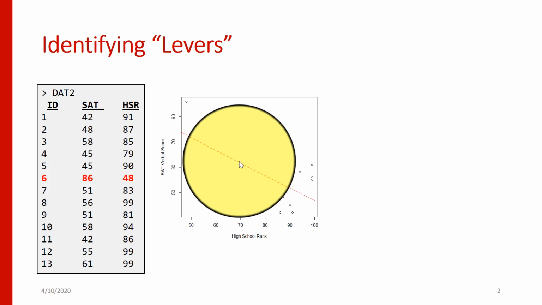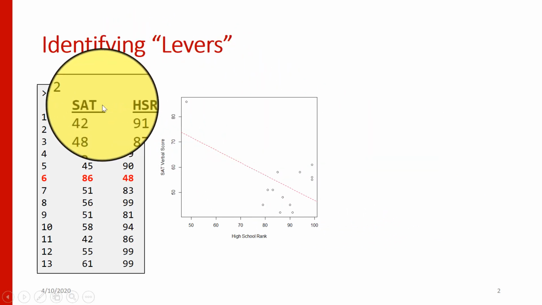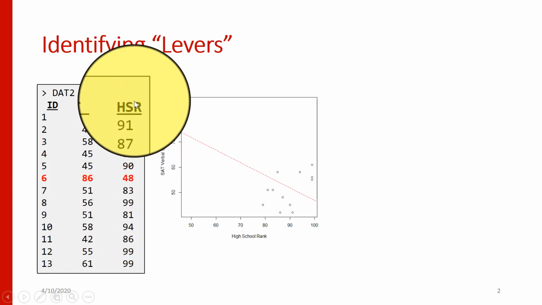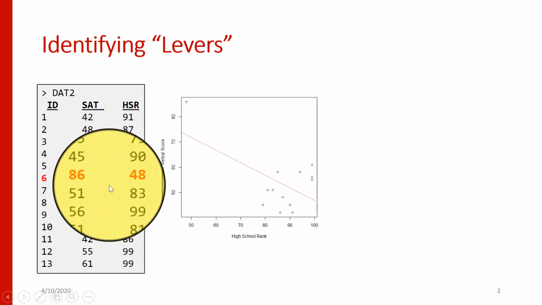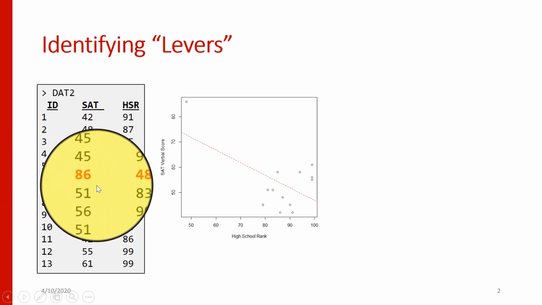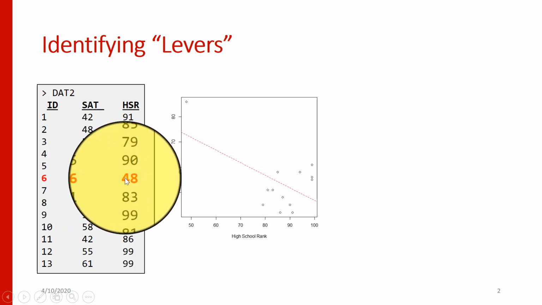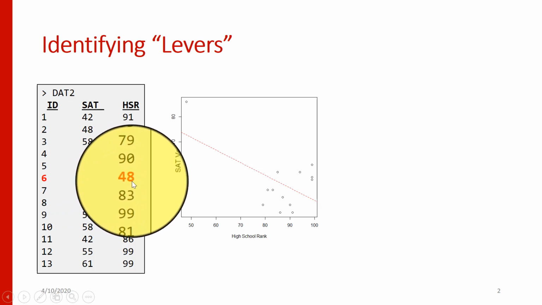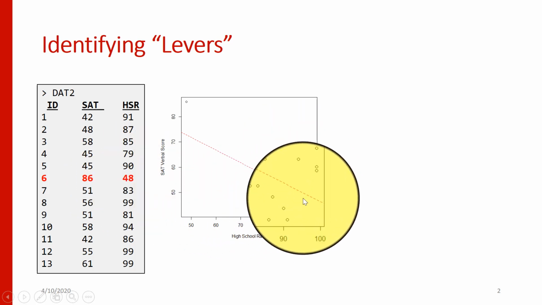So the book presents an example of this where we had hypothetical SAT verbal data and high school rankings for a series of high schoolers. And one set of data points got switched. So this person actually had their high school rank entered where their SAT verbal score should have been, and vice versa. Their SAT verbal score was entered where their high school rank should have been. So that creates a distribution of data that looks something like this.